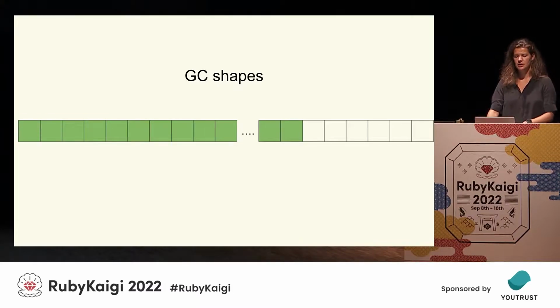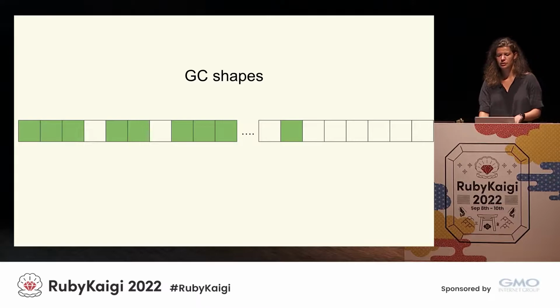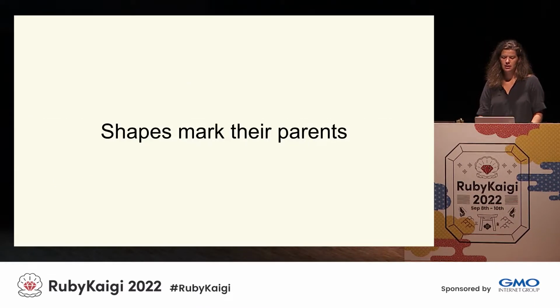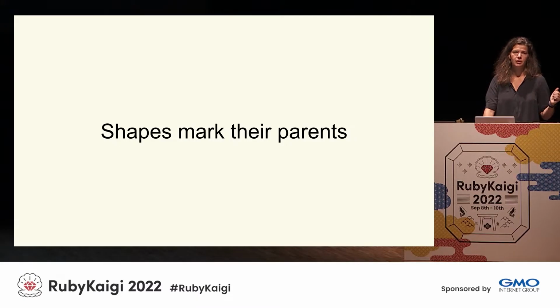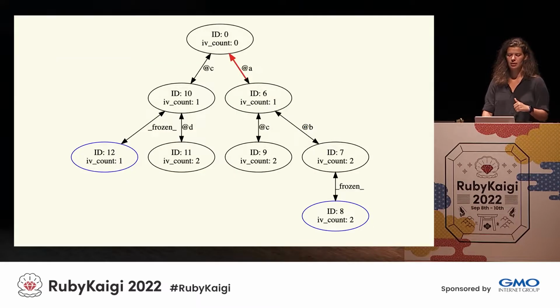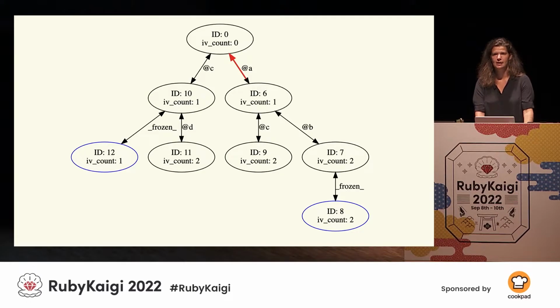And we also GC shapes to further save memory. So if shapes aren't being used, we'll garbage collect them, and we'll reuse the shape IDs. And shapes mark their parents up the tree when they're marked. So we saw earlier, shapes have a pointer to the parent, and they can use this pointer to traverse up the tree and mark their parent in the marking phase of garbage collection.